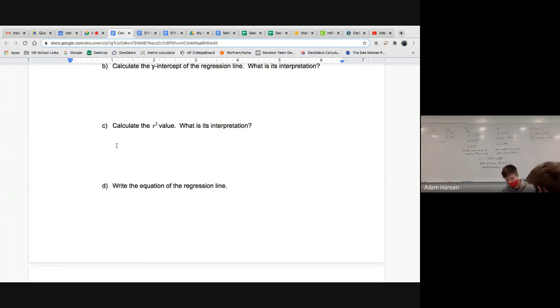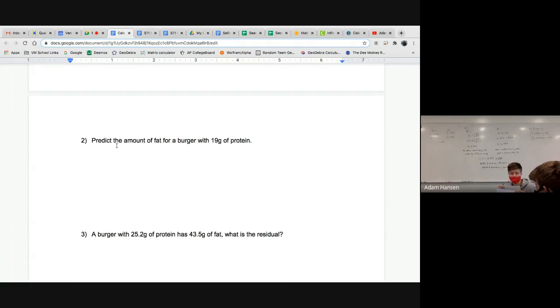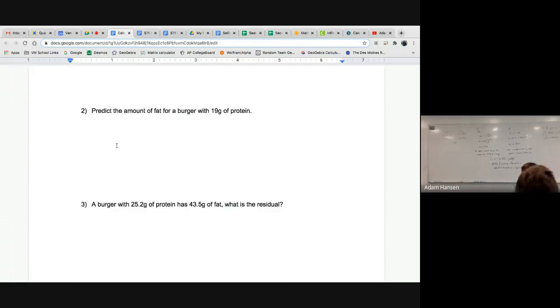I'd like you to answer questions 2 and 3 on your own before we try it and explain it together out loud as a class. Number 2, predict the amount of fat for a burger with 19 grams of protein. So what are you going to do? Didn't we just spend all that time writing an equation to predict the fat for any sandwich I want? Well, now there's a sandwich with 19 grams of protein. So plug in 19 to your equation.